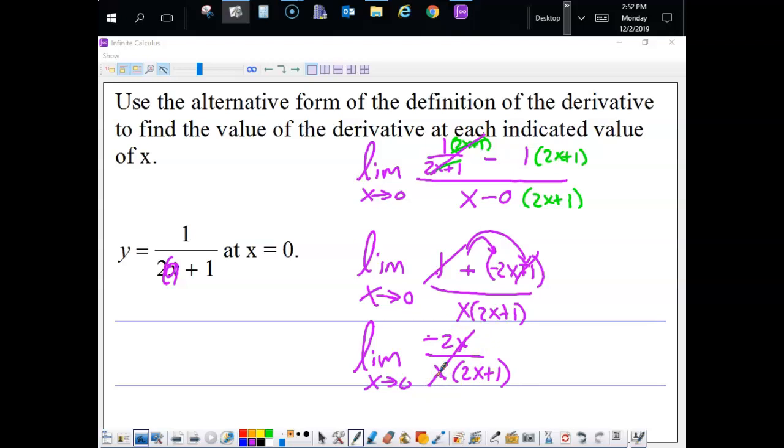And now I'm left with the limit as x approaches 0 of negative 2 over 2x plus 1. I don't think this 2 is supposed to be here. Let me erase that. There we go. All right. And then we do our direct sub. Plugging in 0 here, this goes away, and we're left with negative 2 as our final answer.